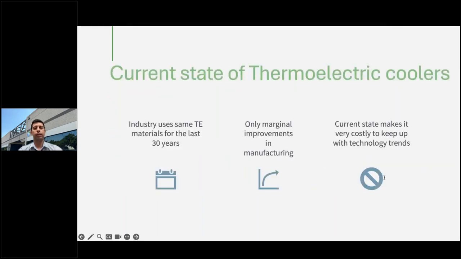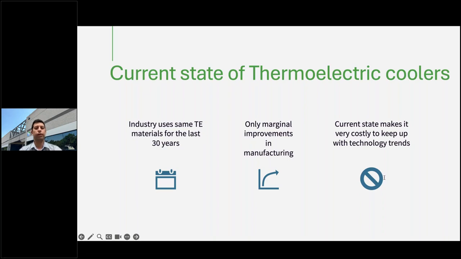The current state of the thermoelectric industry is that there have been limited advances in practical TE materials over the last 30 years. Basically, they're still using the same bismuth telluride materials. There have been marginal improvements in design and manufacturing processes for TE devices. The current state of the industry makes it very costly to develop and deploy technology to keep up the trends of reducing size and increasing power efficiency.